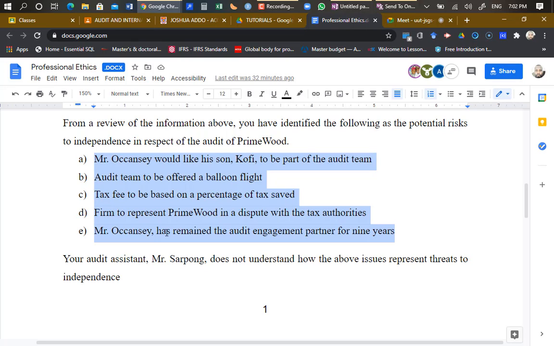So let's answer the question straightforwardly. For each of these items, you pick one. You mention your name first, I'll call you, and you tell us what threat it is: self-interest threat, self-review threat, advocacy threat, whatever threat, and how and why you think it is that threat. If there is no threat associated with it at all, you can also say you don't see any threat with it.